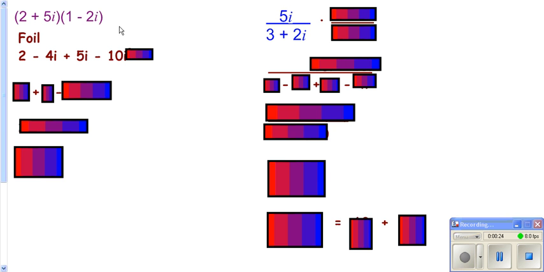But remember, an i times an i would be an i squared. So we're going to have our 2 here. i to the first and i to the first, we can combine those together. Negative 4 of them plus 5 of them gives you 1 i of those.